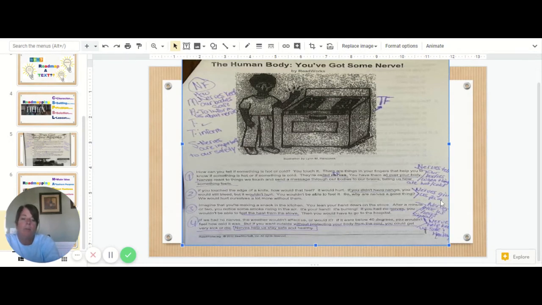Imagine that you're making a snack in the kitchen. You lean your hand down on the stove. After a minute or two, you notice some smoke rising in the air. It's your hand. It's burning. If you had no nerves, you wouldn't be able to feel the heat from the stove. Then you would have to go to the hospital because you'd probably have third-degree burns or not much of a hand left. That would be very painful. So over here, I summarized what this was mostly about by telling us that nerves give us heat signals.